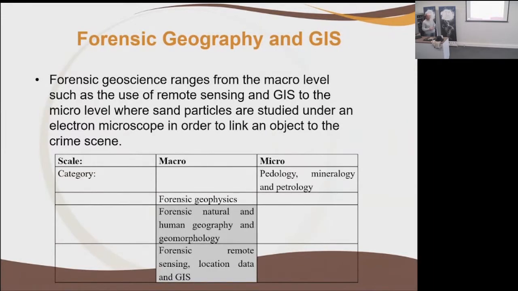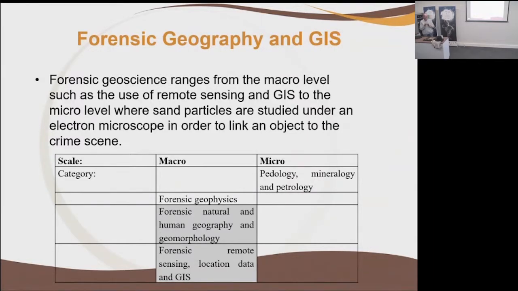Alright, so forensic geography and GIS. Forensic geoscience ranges from the macro level, such as satellite imagery and remote sensing. I just talked to Professor David here about change detection, where some of my colleagues applied it to look at illegal peat mining. Then it goes right down to the level of the electron microscope, where you use sand grains and the chipping on the sand grains to tell where it was sampled or collected from.